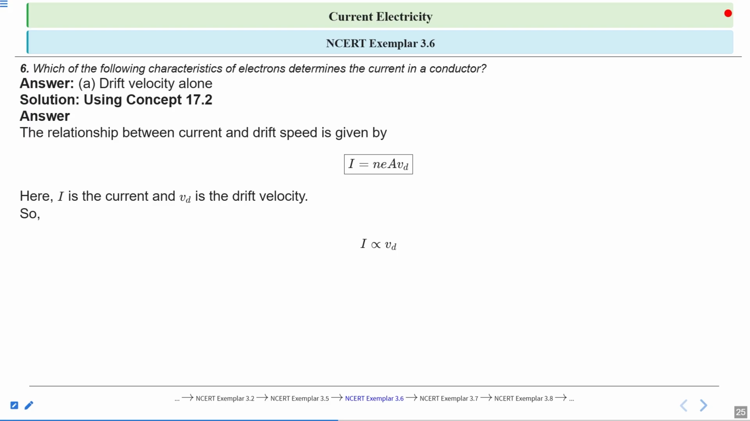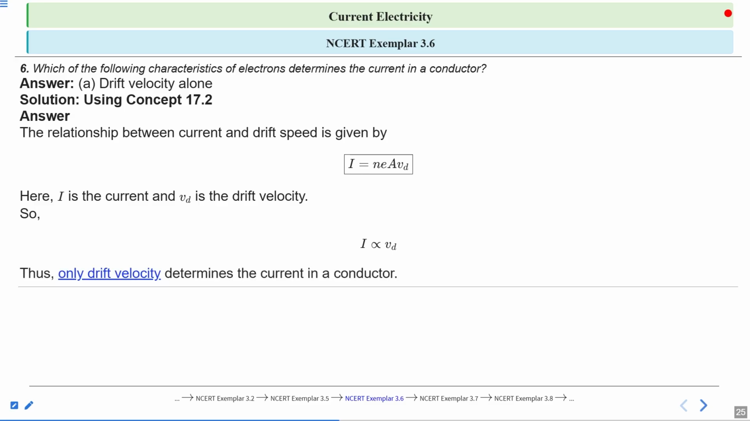So there is no relation of current with the thermal velocity. Only drift velocity determines the current in the conductor. So option A is the correct option.